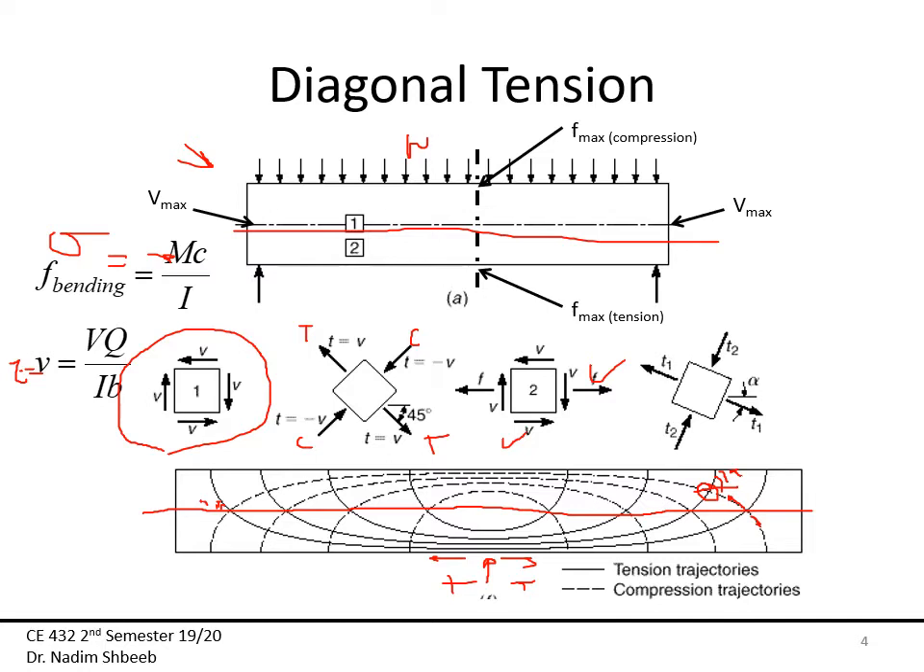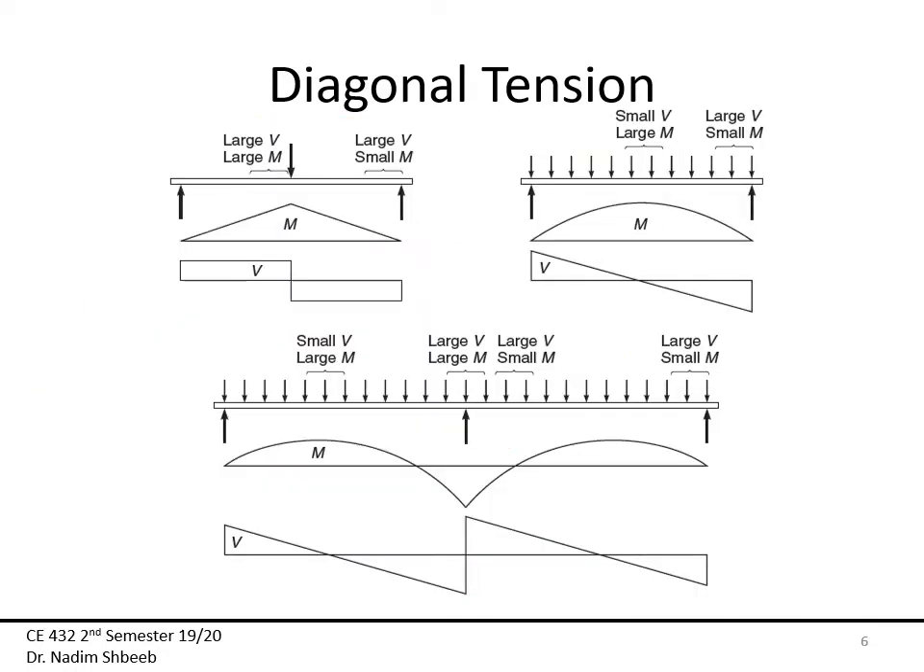Compression, on the other hand, usually does close the cracks for me. So that's what's happening, and that's why we call these diagonal tension. It is happening because of the combination of the shear and bending stress, and that will give me major principal stress at some angle alpha. So that explains the diagonal tension part. So we have some combination now, and we're obviously going to discuss those.